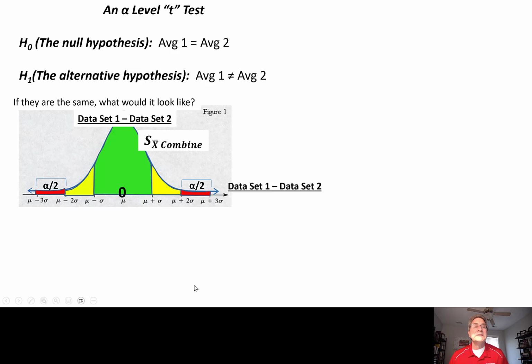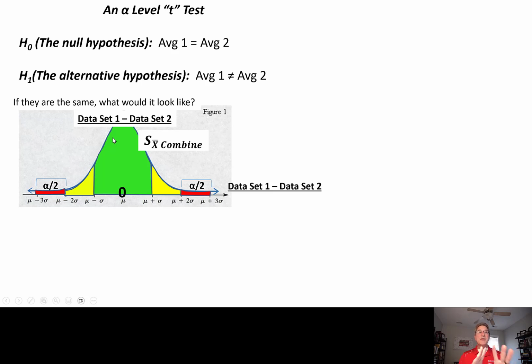Okay, so let me formalize this. So an alpha level t-test, what's alpha? That's our probability. Do we want a 95%? Do we want a 99%? And so that alpha is telling us, okay, what percent is over here? What percent is over here? So if it's a 95%, I'm saying, okay, 95 in here, 2.5 and 2.5 here, okay?